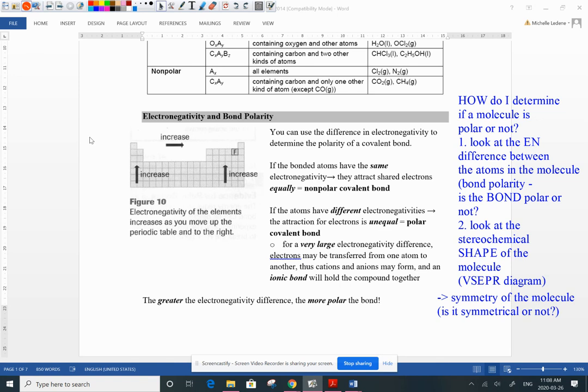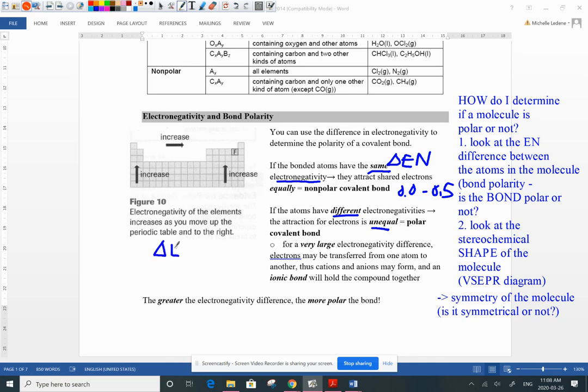And so you look at the electronegativity difference between the atoms that are found in the molecule. If the atoms have the same electronegativity, or the value of the difference in electronegativity is between 0 and about 0.5, then you can say that they're sharing those electrons equally. And we would say that that is a non-polar covalent bond. What about if there's an unequal sharing? Well, in that case, there's a difference in electronegativity.